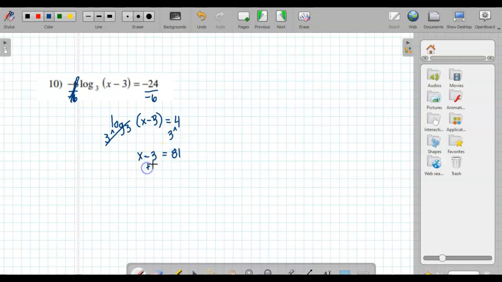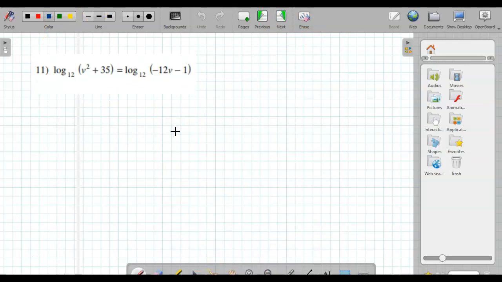And you could add 3 to both sides, so x is going to equal 84 for this problem. Okay, you can always plug that back in. It does not give you a negative, so this is going to be a valid answer.